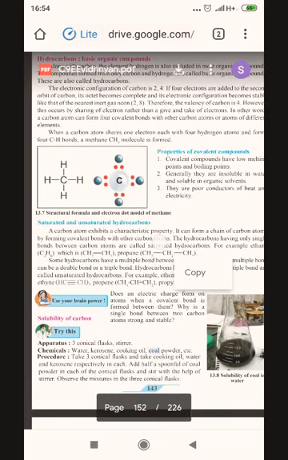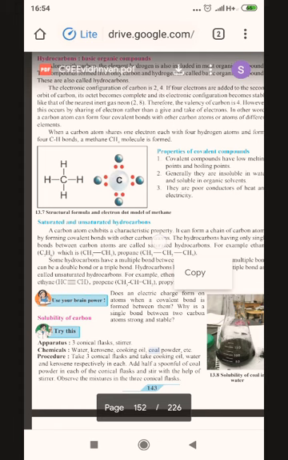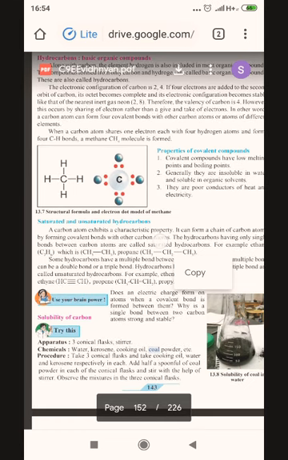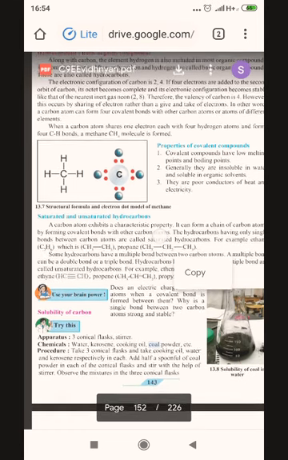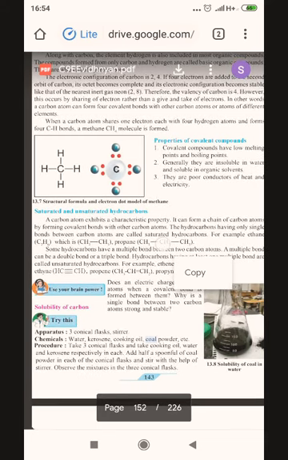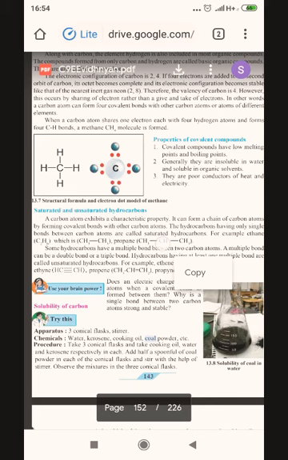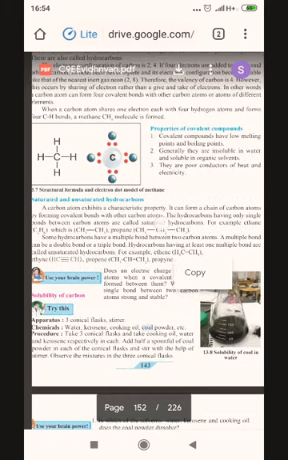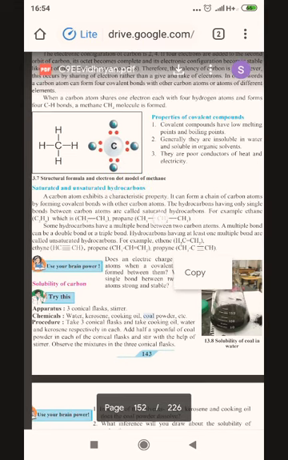Here, covalent implies sharing of electrons, so charge is not formed over it. Electrostatic force of attraction is not there, and therefore the bond formed is very weak compared to an ionic bond, and therefore they have low melting and boiling points. Generally, they are insoluble in water and soluble in organic solvents. They are poor conductors of heat and electricity. That is, heat and electricity do not pass through covalent compounds.